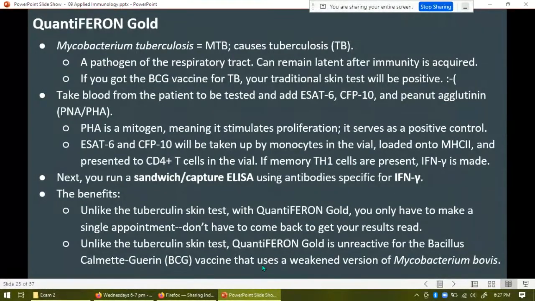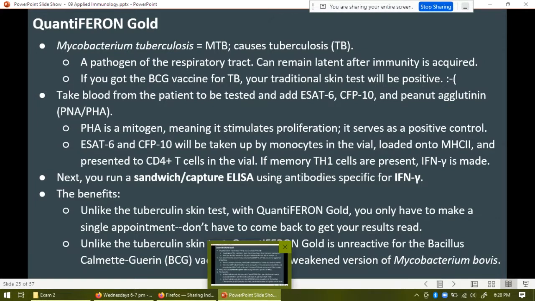There are other assays that get around the vaccine thing. There's an ELISA assay that they can use, but this is one of the first non-traditional tuberculosis diagnostic tests.